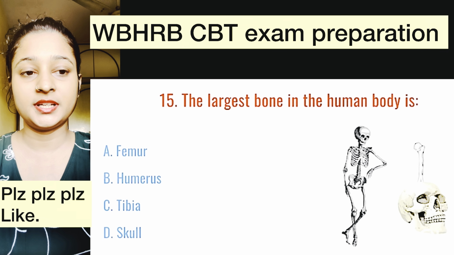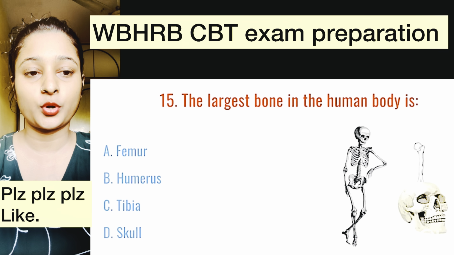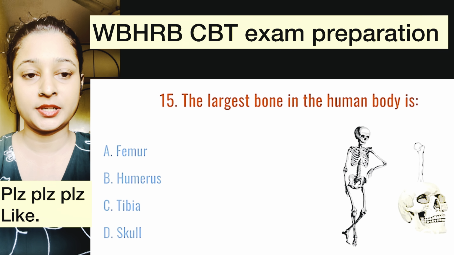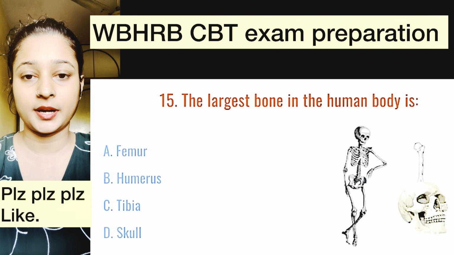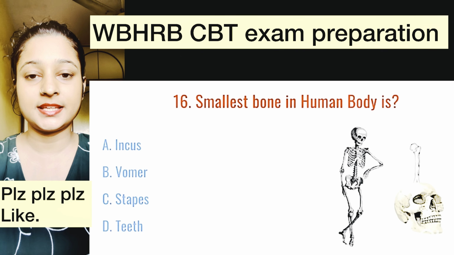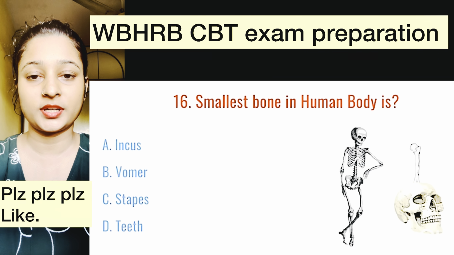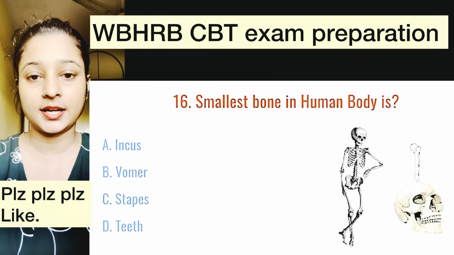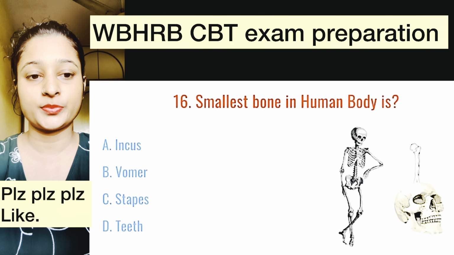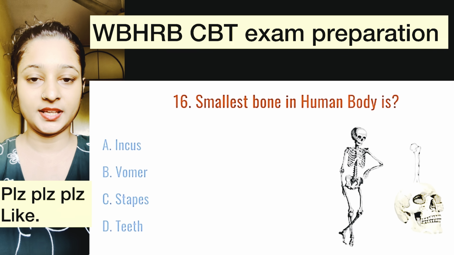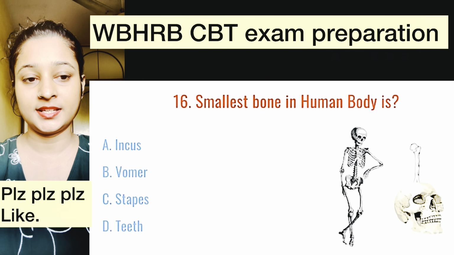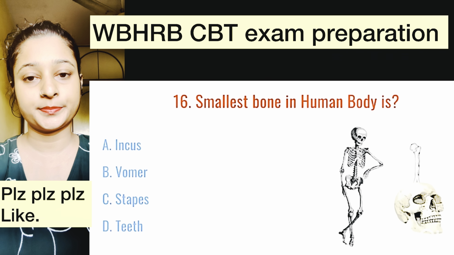Question number 15, the largest bone in the human body is option A is femur, option B is humerus, option C is tibia and D skull. Here correct option is option A, femur. Question number 16 is smallest bone in human body is option A is incus, option B is vomer, option C is stapes and D teeth. Here correct option is option C, stapes or stirrup.